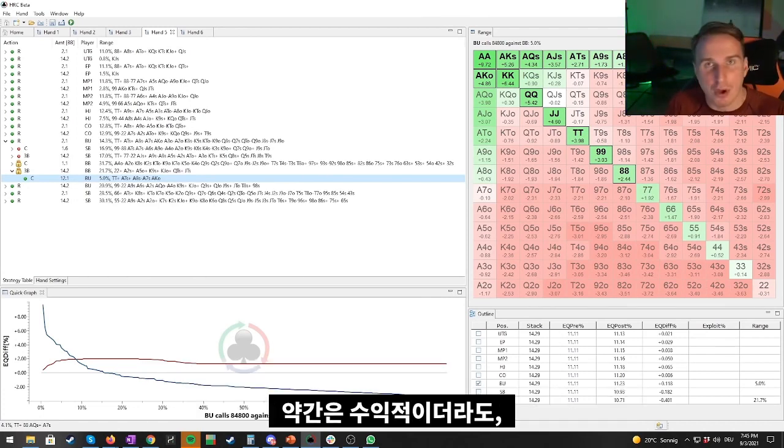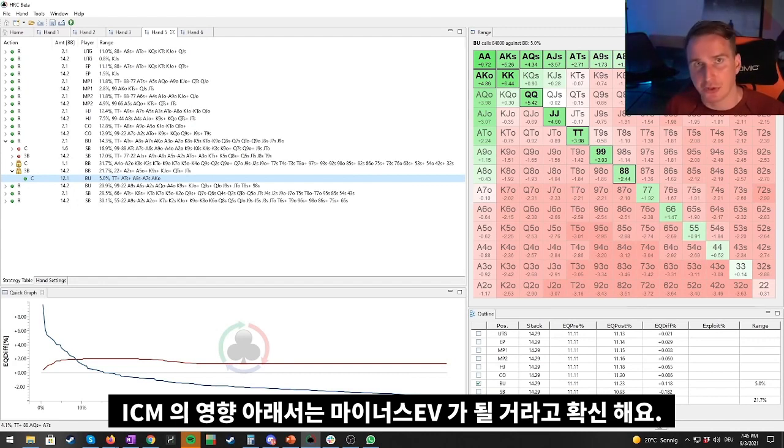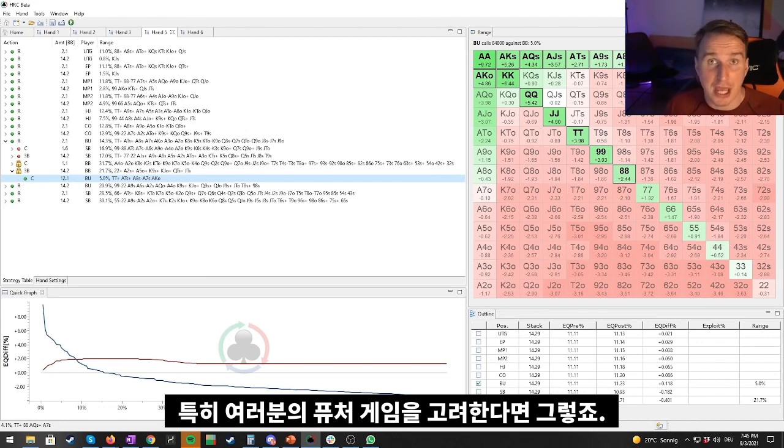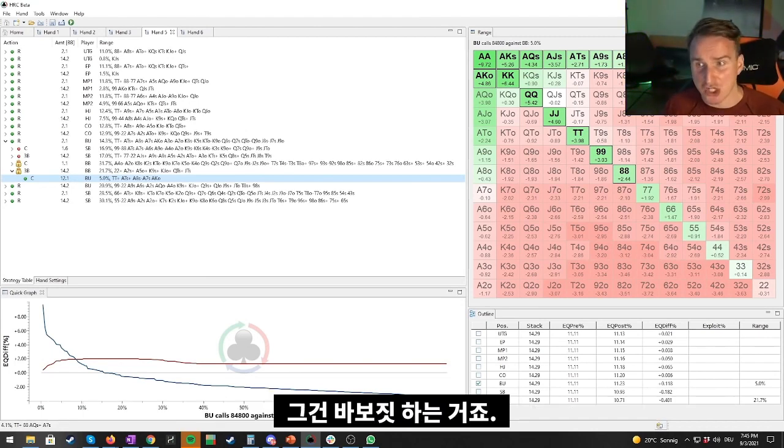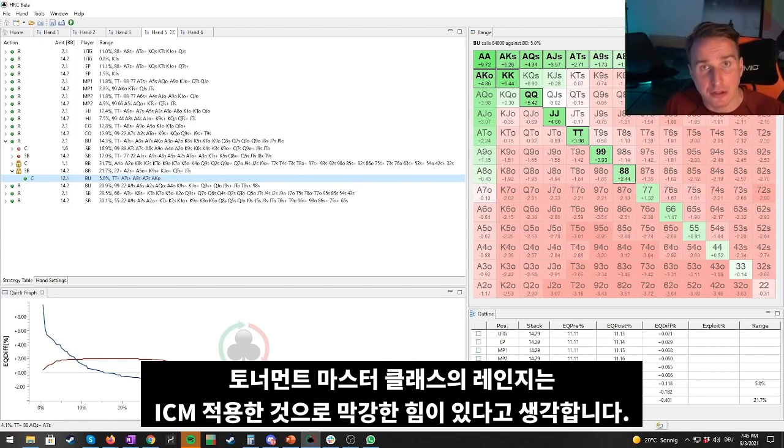Even if it's slightly profitable, pretty sure under ICM circumstances, it's going to turn negative EV, especially if you consider your future game. And if you give yourself somewhat of an edge that you beat your field, then it's actually pretty dumb. This is where I also think the Turn Masterclass has its massive power with ICM adjusted preflop ranges.